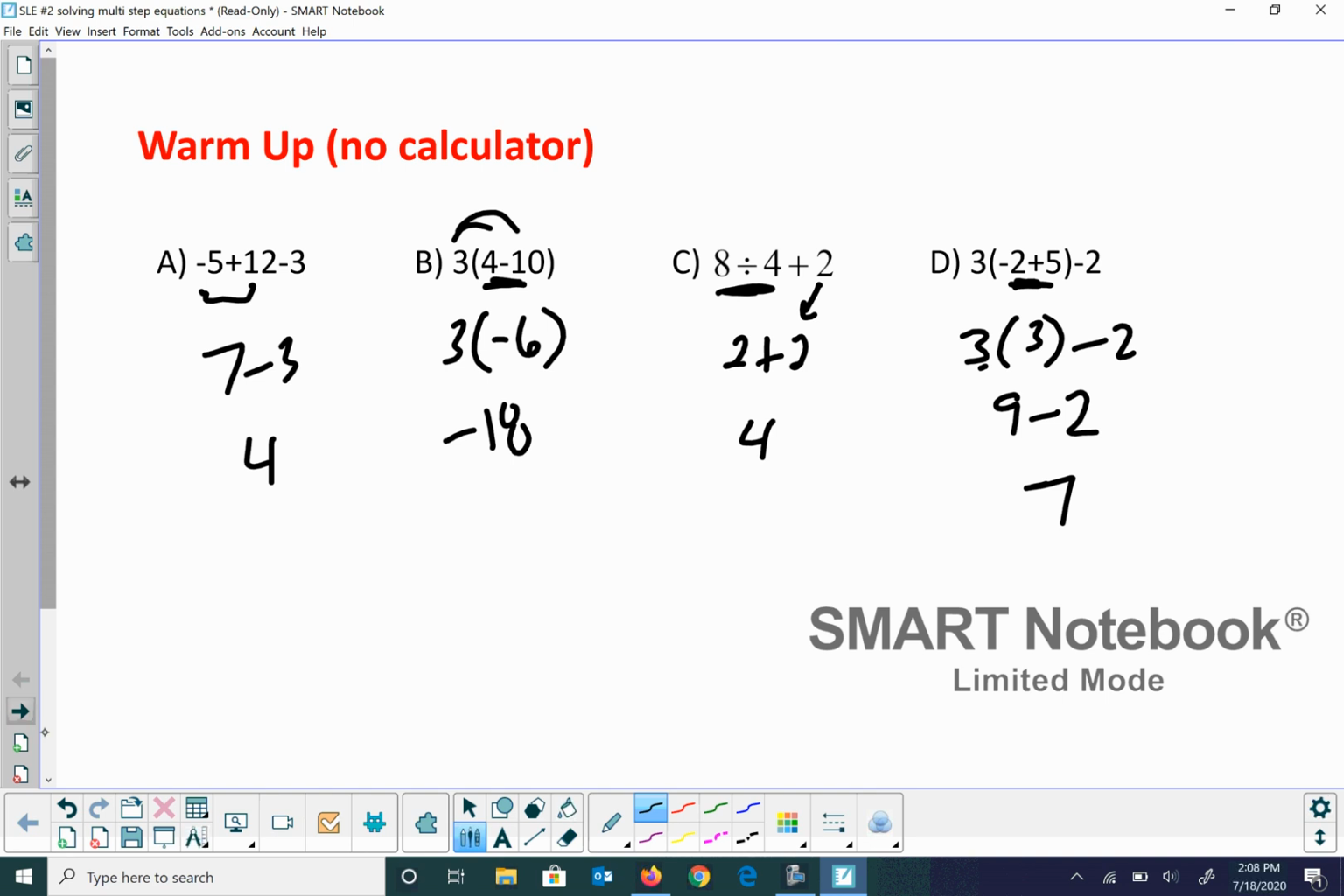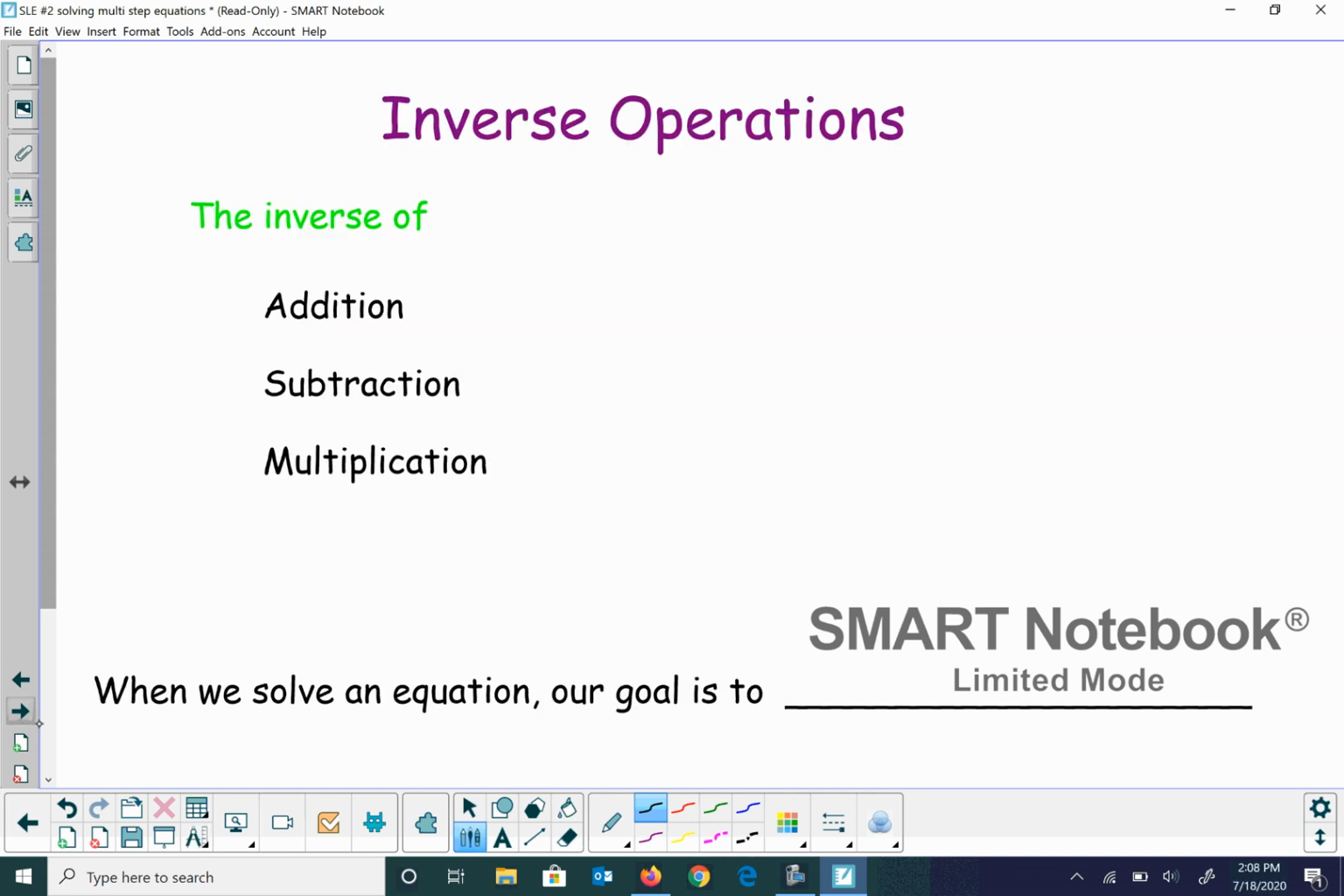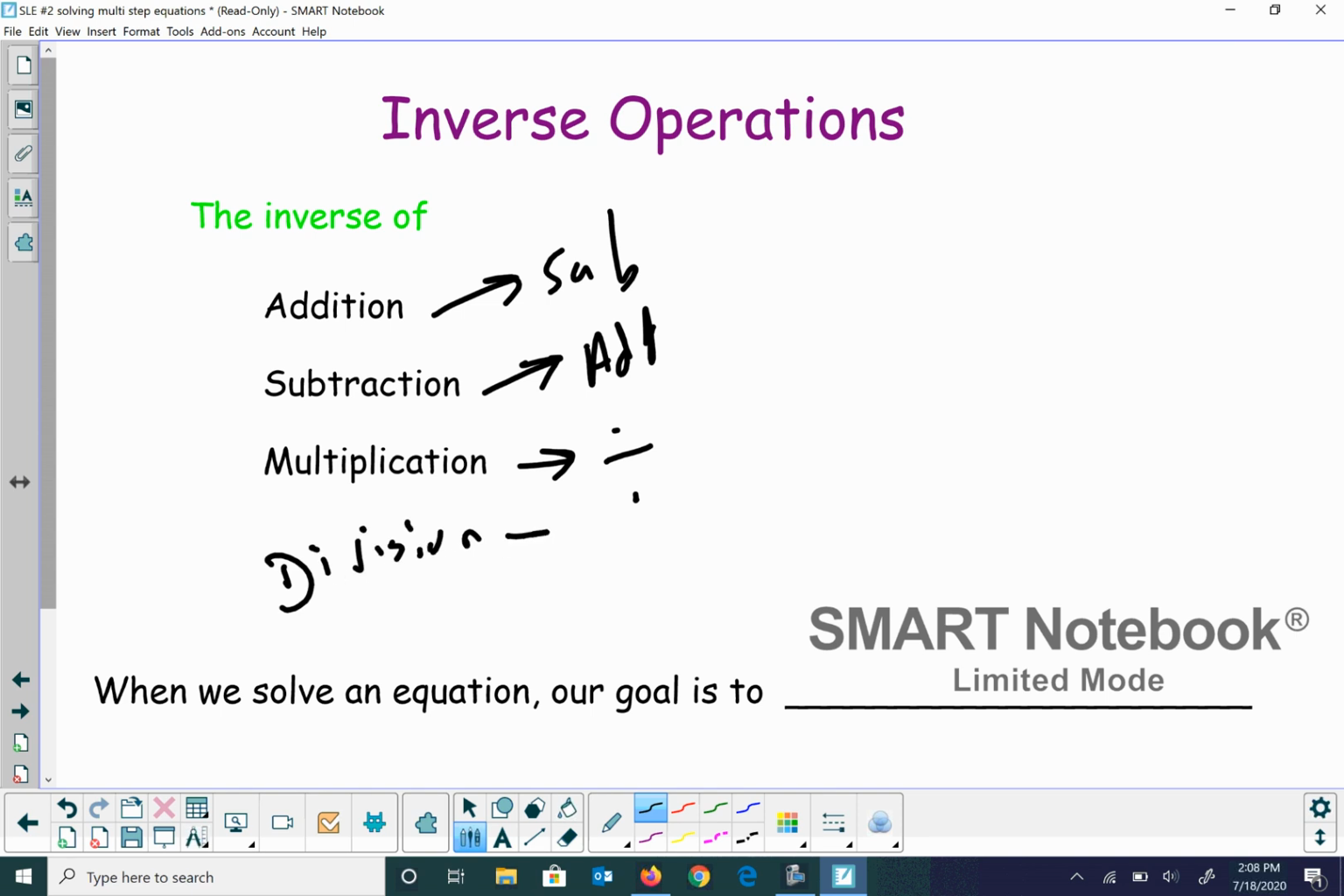Let's go to the next slide. All right, so we're going to start solving. That means we're going to start getting a variable all by itself, okay? And so the inverse of addition is subtraction. The inverse of subtraction is addition. The inverse of multiplication is division. So then the inverse of division would be multiplication. Okay, remember division can also be written as a fraction.